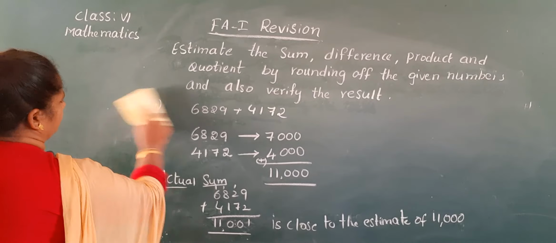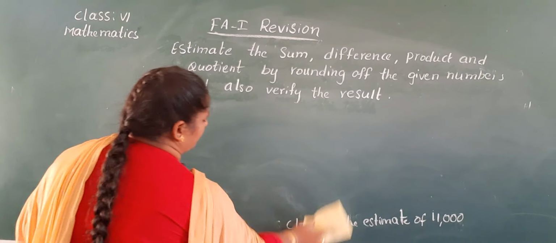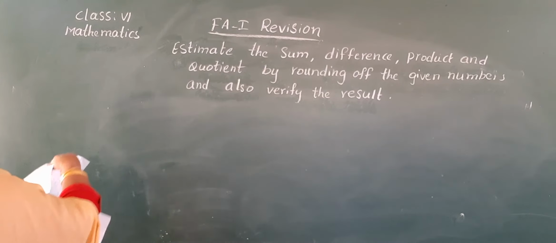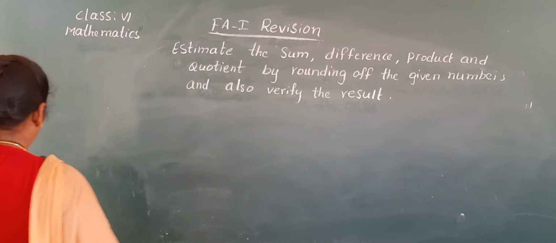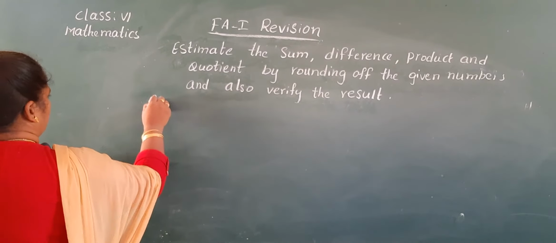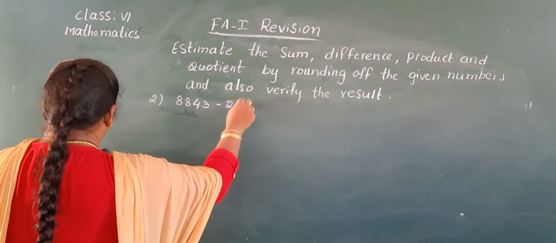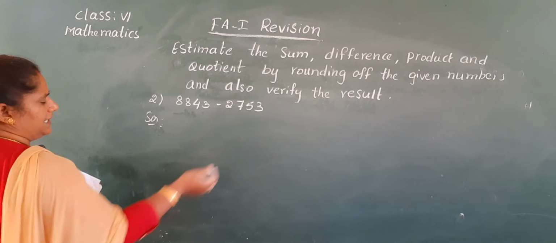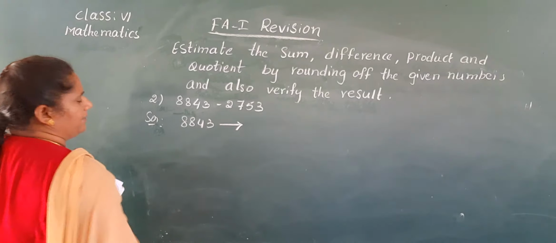Now difference. Next example. I am not giving the problems in the textbook, Nana. Okay. Second one, 8,843 minus 2,753. It is also a 4-digit number. So round off these numbers to the nearest 1000.